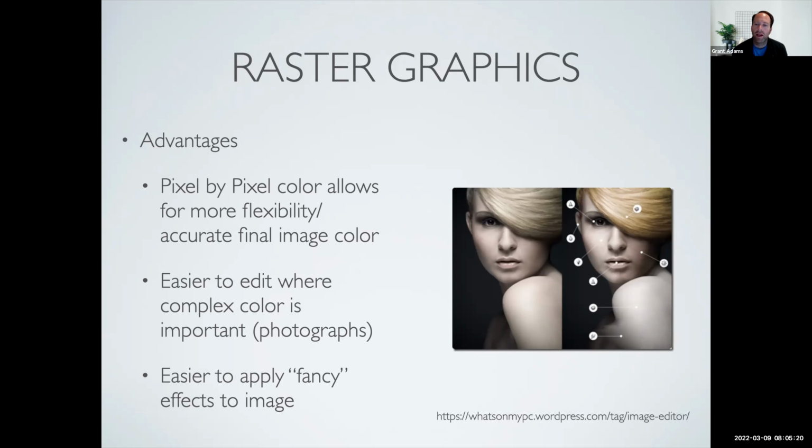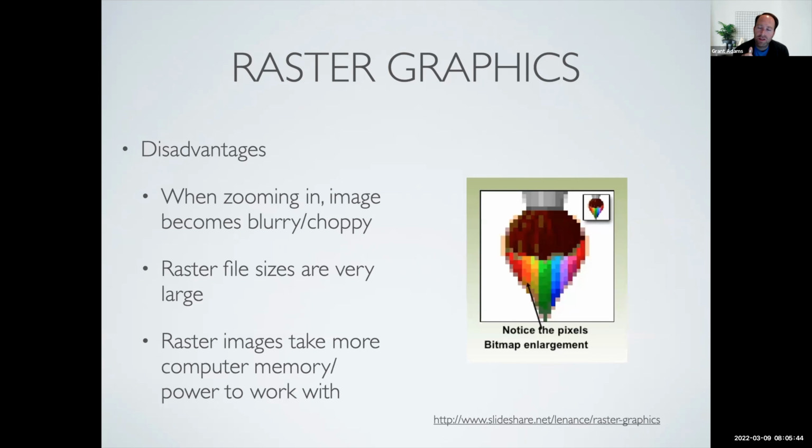You can use something like a clone stamp tool to copy these pixels from one area to another area, because you're really just altering the color of those little squares. It's much easier to edit when there's complex colors involved, which is obviously important for photographs. It's easier to apply fancier effects to your particular image. They give you more flexibility on a particular image. But it does have some distinct disadvantages.